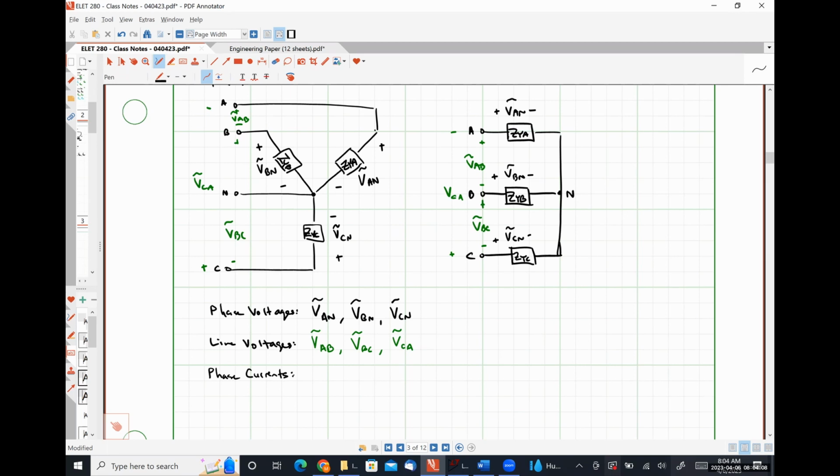So it's been a couple of days, so just to remind you, the phase currents are the currents that flow through a single phase of our source or load in this case. So that would be this current flowing into the positive polarity terminal of ZYA. So this is going to be our current IAN. This current flowing into the positive polarity terminal of ZYB. So this would be IBN. And this current flowing into the positive polarity terminal.